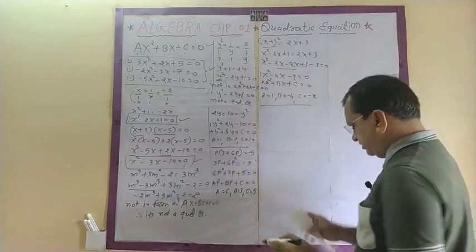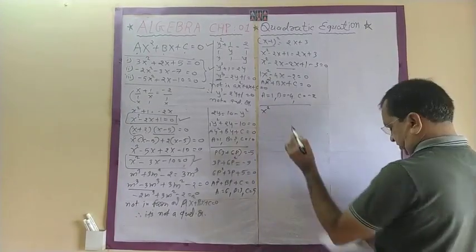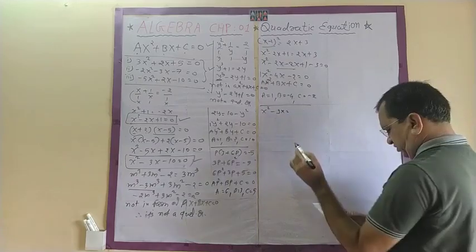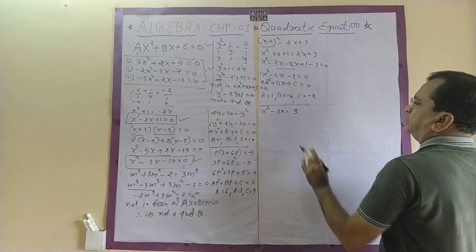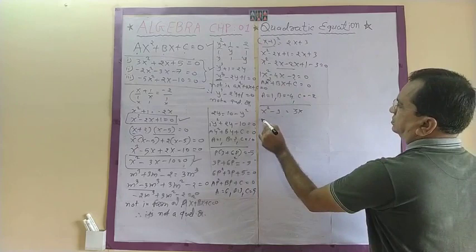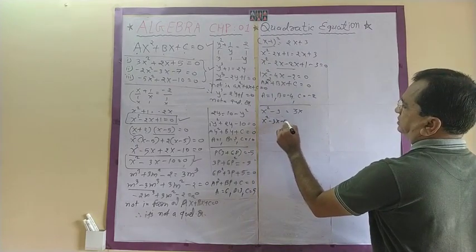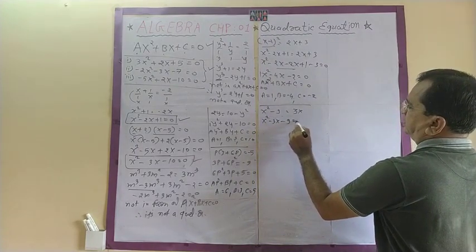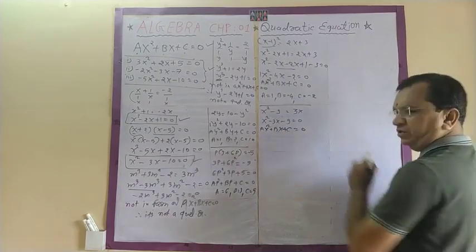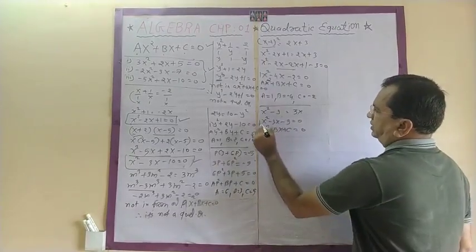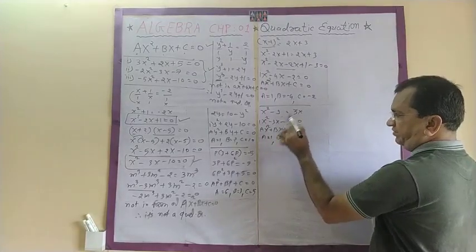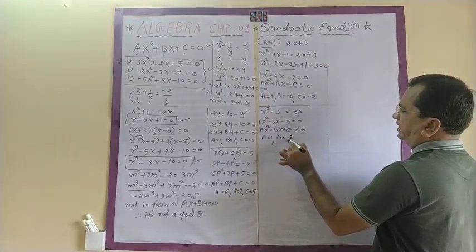One more example: x square minus 9x is equal to 3. Sorry, x square minus 9 is equal to 3x. Arrange: x square minus 3x minus 9 is equal to 0. Compare ax square plus bx plus c is equal to 0. So a is equal to 1 if nothing is given. Compare with sign, b is minus 3.